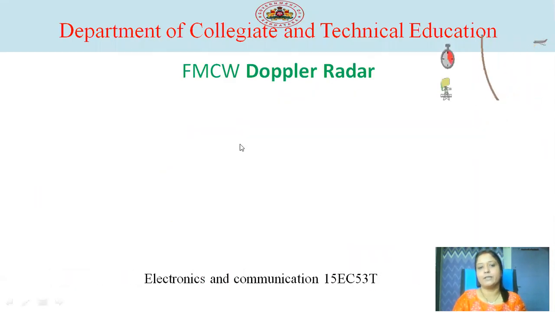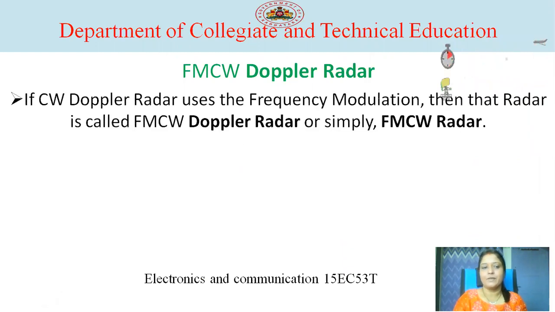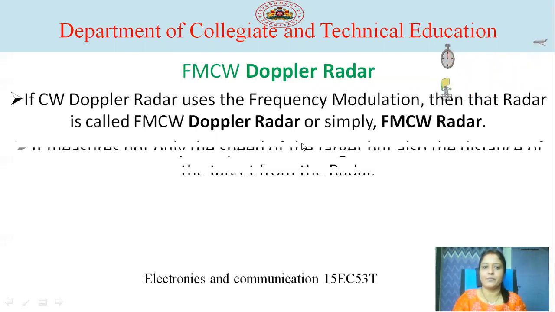That is the frequency modulated continuous wave Doppler radar. If a continuous wave Doppler radar uses frequency modulation, then the radar is called the FMCW Doppler radar, or simply FMCW radar, that is, frequency modulated continuous wave radar. Instead of radiating the continuous signals as they are, those signals are frequency modulated at the transmitting end, and afterwards radiated. That type of radar is called the FMCW radar.